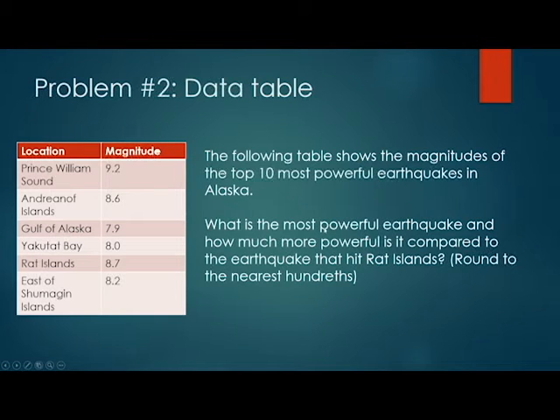For problem number 2, we have the data table example. To our left, we can find the top 10 most powerful earthquakes in Alaska, but not only Alaska, actually in our whole US. So the question is, what is the most powerful earthquake, and how much more powerful is it compared to the earthquake that hit Rat Islands?